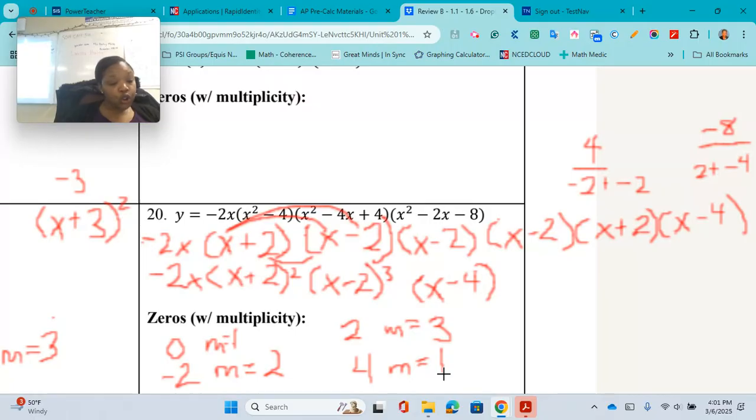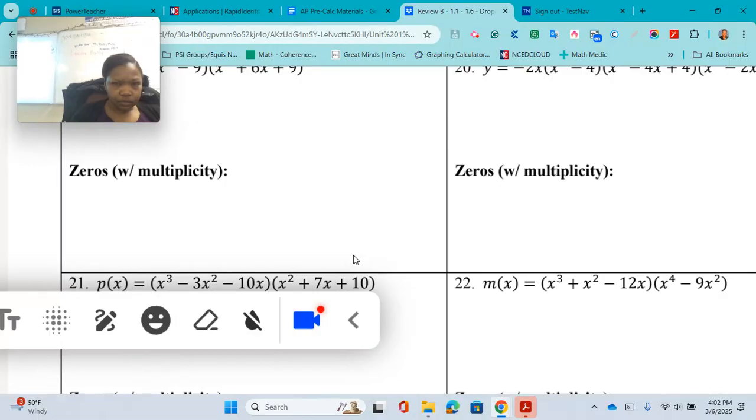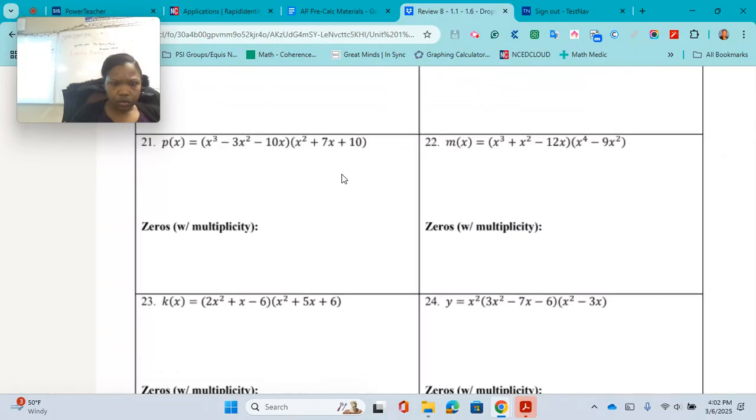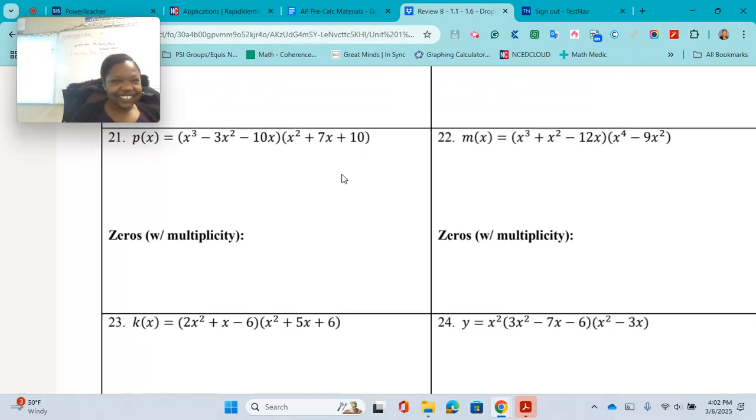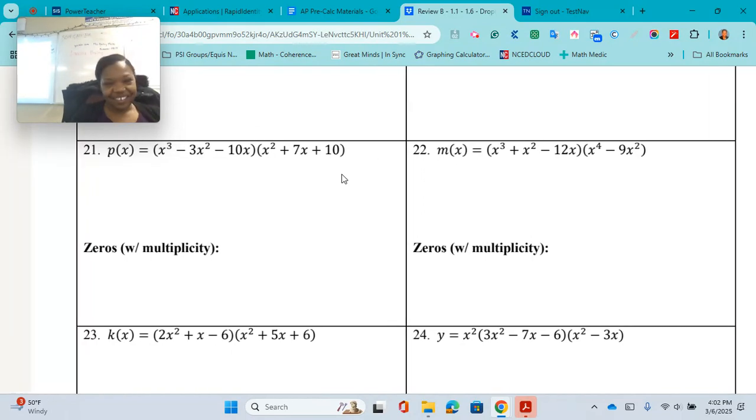Next, we're on 21. Well, I stopped the fun. I got a lot of jokes in class. I like this one. Doesn't this one look fun? That's right. If I like it, you better look.